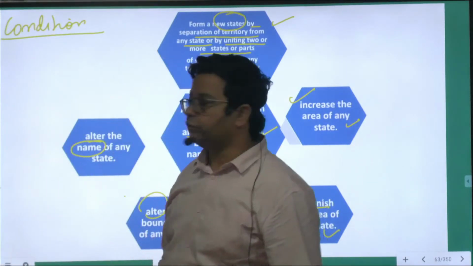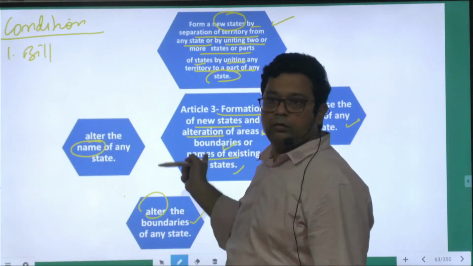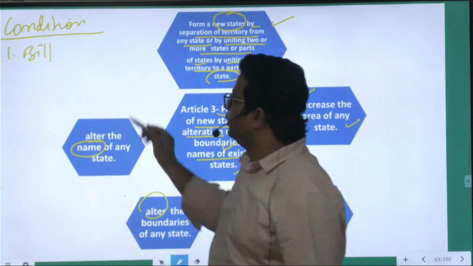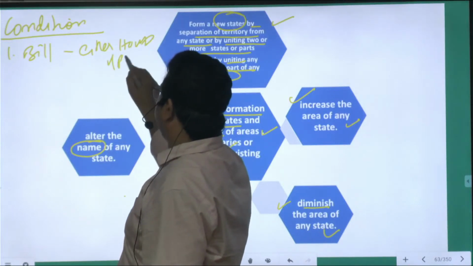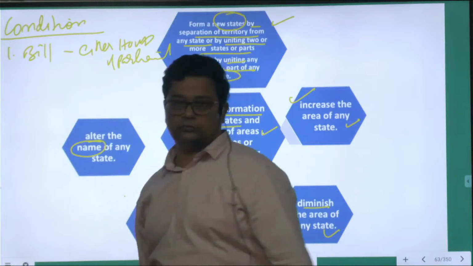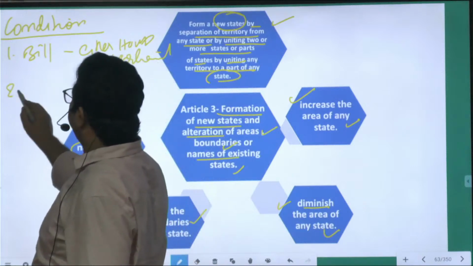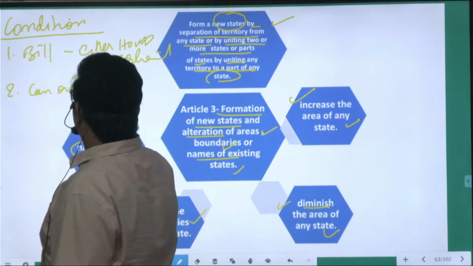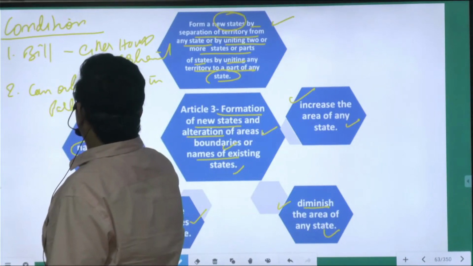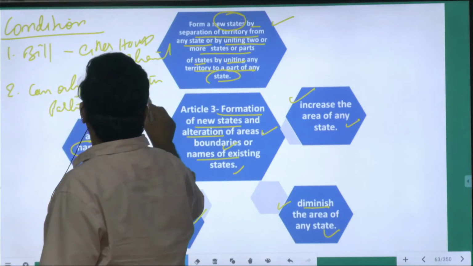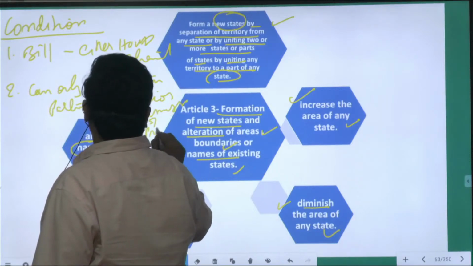So what are the conditions? First, the bill related to Article 3, formation of state, can be introduced in either house of parliament, maybe in the Lok Sabha or in the Rajya Sabha. This bill can only be introduced in parliament after the prior permission of the president.